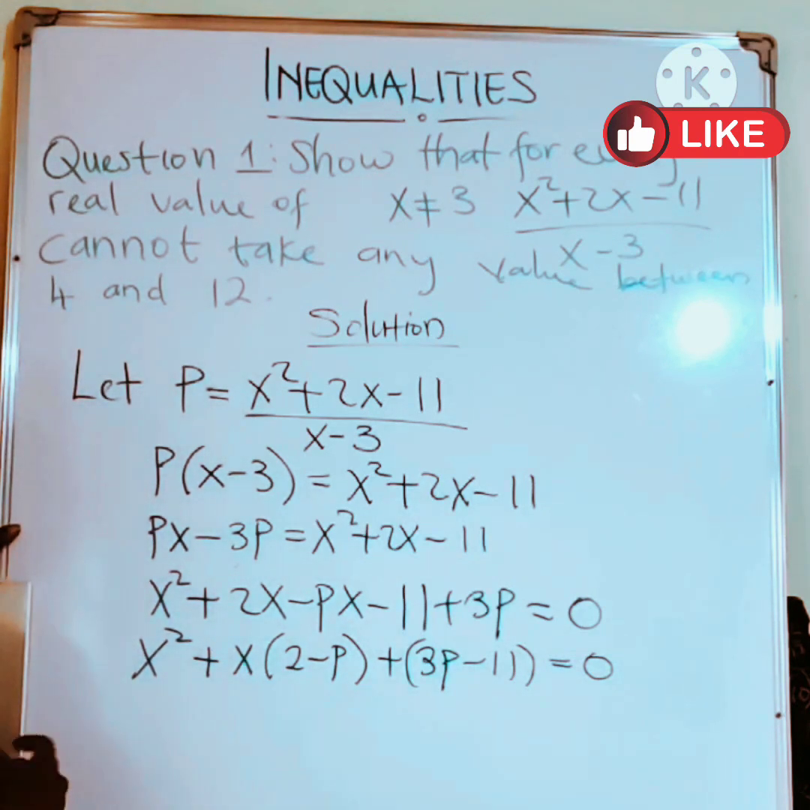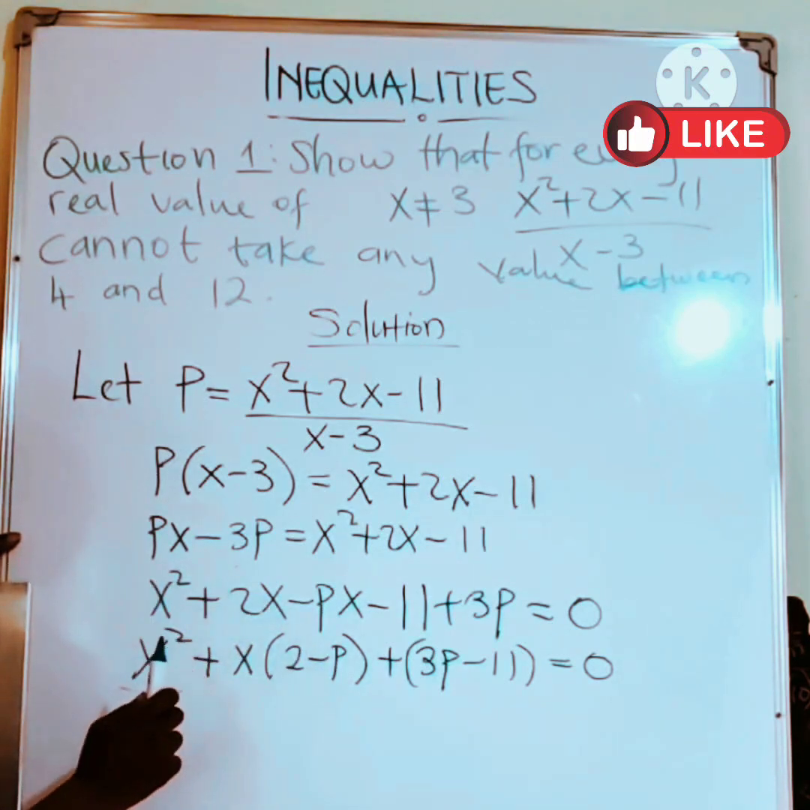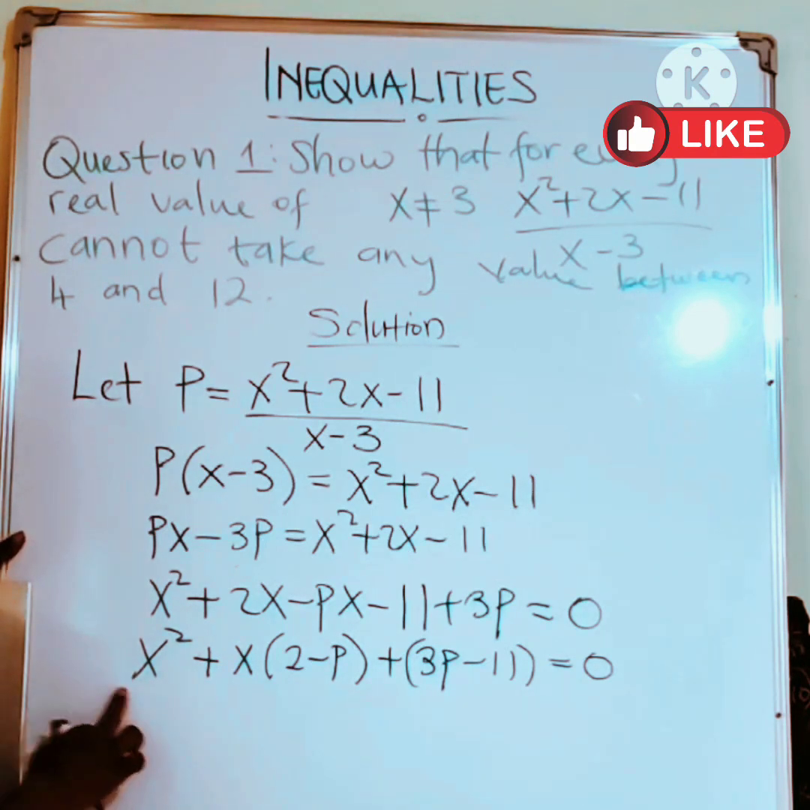So from here we see that x squared has a coefficient of 1, so a is equal to 1. x has a coefficient of 2 minus p, so b is equal to 2 minus p. And c is 3p minus 11. That's the coefficient of x to the power 0.